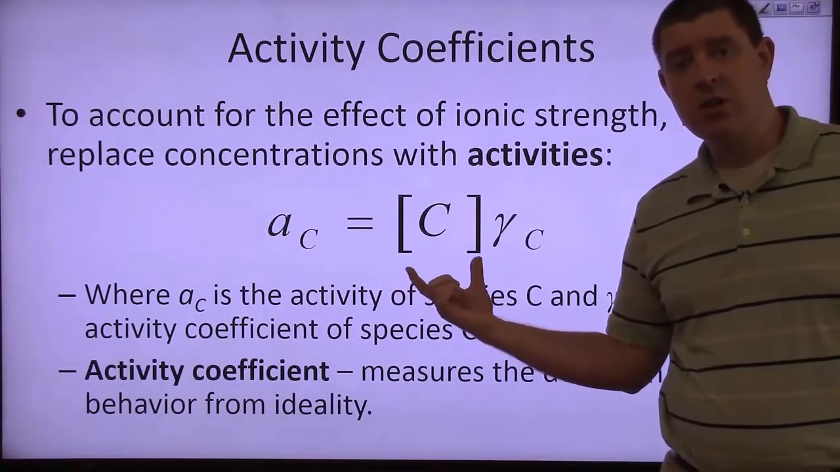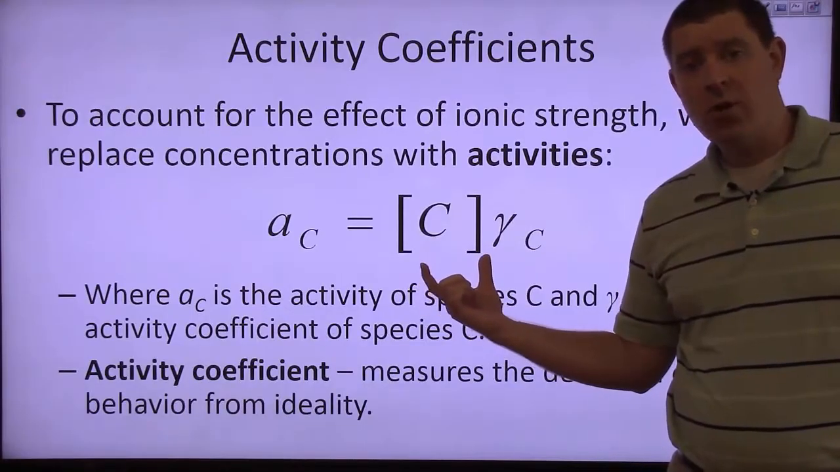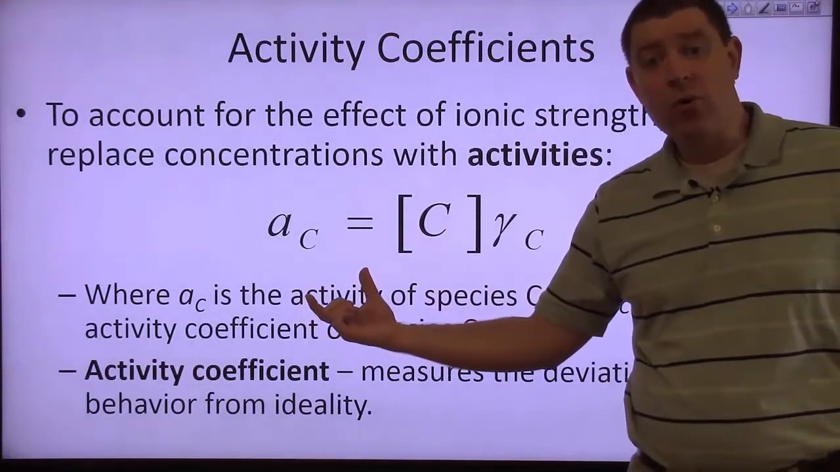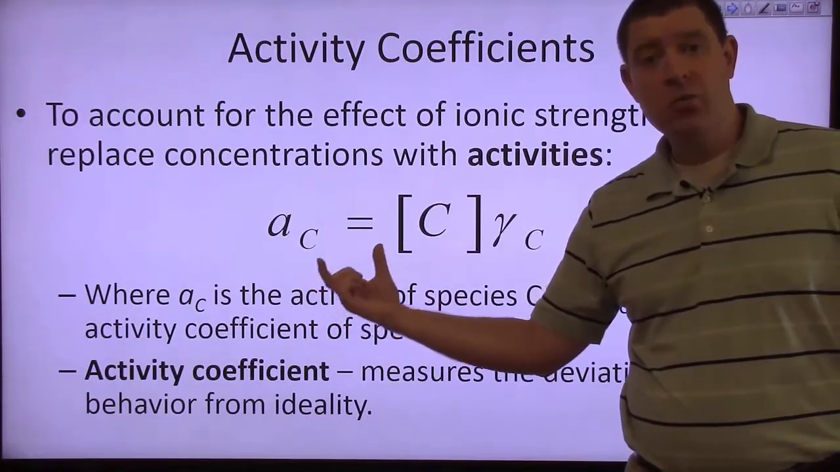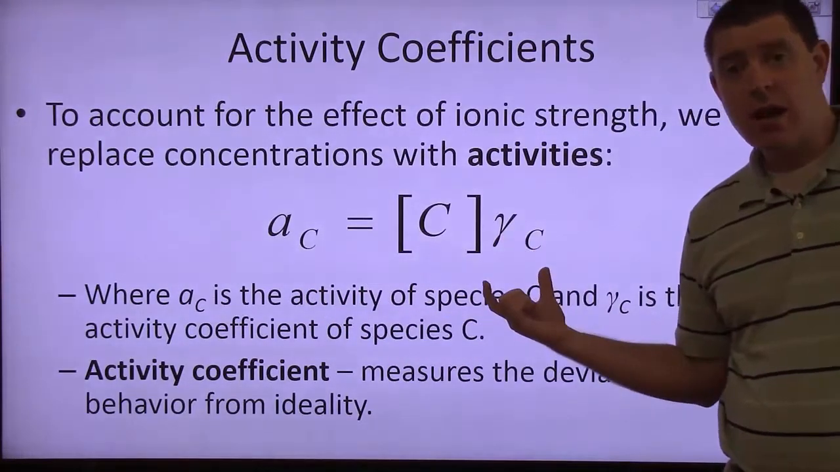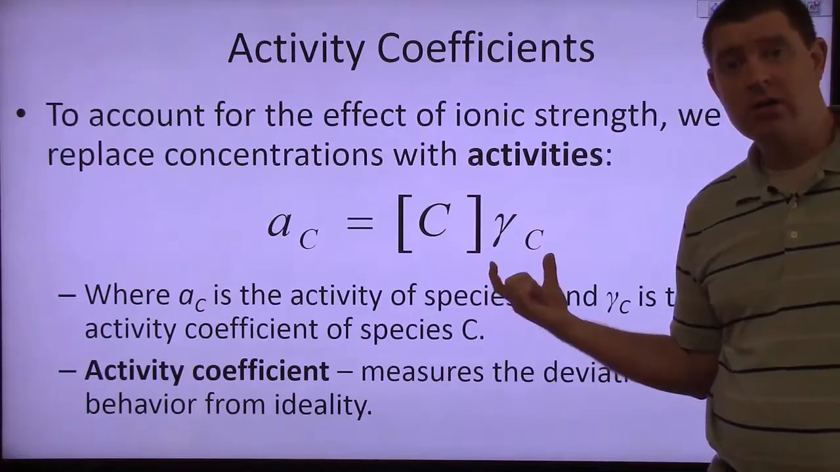If we have a concentration of 1 molar of C, but it actually acts like it's a half molar solution in C, then the activity is 0.5 molar. That means that the activity coefficient, this gamma, is 0.5.